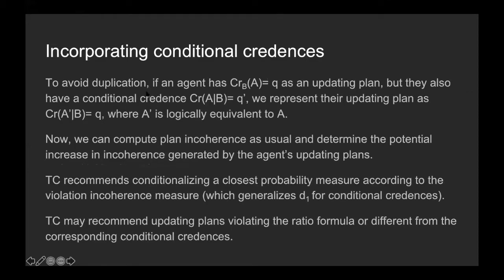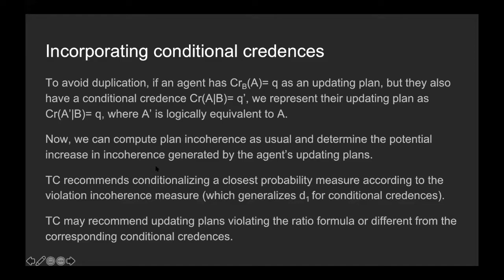So one little trick we have to use in the framework is to make sure we avoid duplication. If an agent already has this updating plan here, but they also have a conditional credence in A given B, then we represent their updating plan as a conditional credence, but using something logically equivalent to A in the representation, so that we don't have a system that makes it look like the agent has two different credences in the same conditional expression.